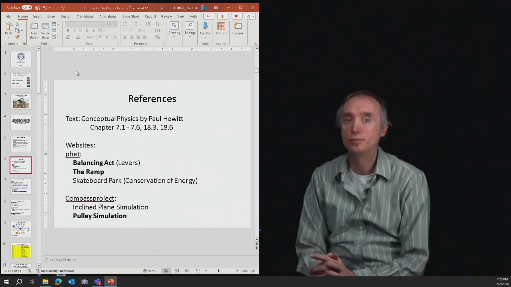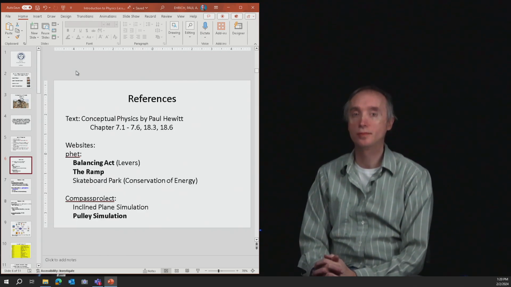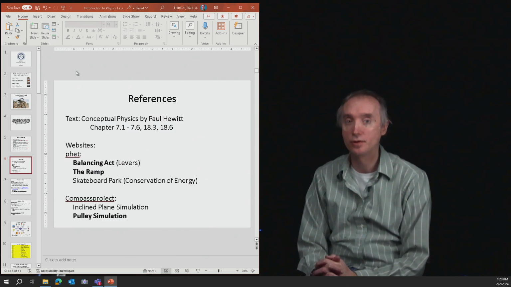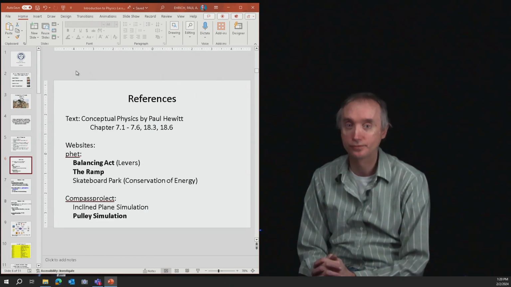So out of your textbook, Conceptual Physics by Paul Hewitt, this information is going to be found in Chapter 7 and then also in Chapter 18. Now Chapter 18 is the chapter on thermodynamics.